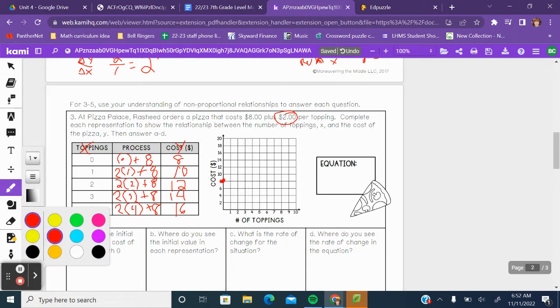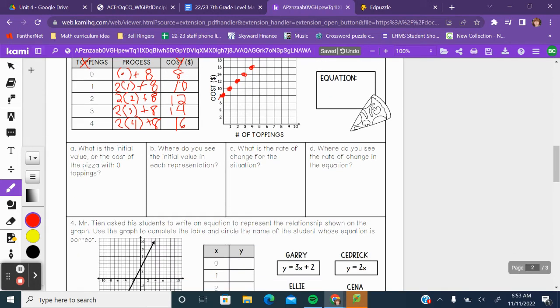Okay, one topping. This was one topping. One topping, I'm going to pay 10. There we go. Two toppings, I'm going to pay 12. Three toppings, I'm going to pay 14. And four toppings, I'm going to pay 16. There's my graph.